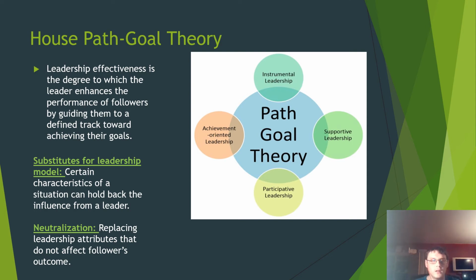Another part that goes with this theory is the substitutes for leadership model, which is when certain characteristics of a situation can hold back the influence from a leader, like I was just discussing, and neutralization, replacing leadership attributes that do not affect the follower's outcome. Basically just stuff that doesn't need to be involved at all.